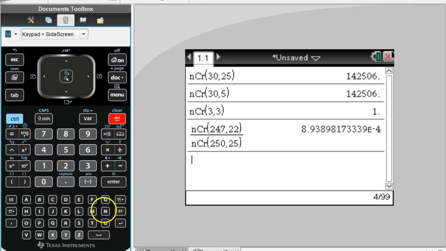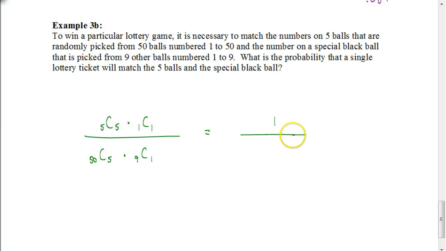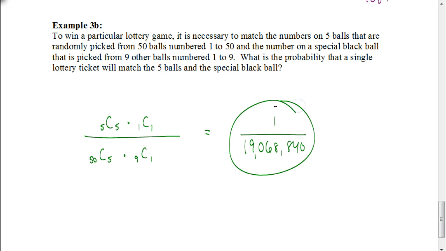So again, I always start with nCr first. So it'll be 50 choose 5 times, again, nCr. This time it's going to be in parentheses 9 choose 1. We do that, we get 19,068,840. So we have a 1 in 19 million chance of winning this particular lottery, approximately. And that would be your answer.